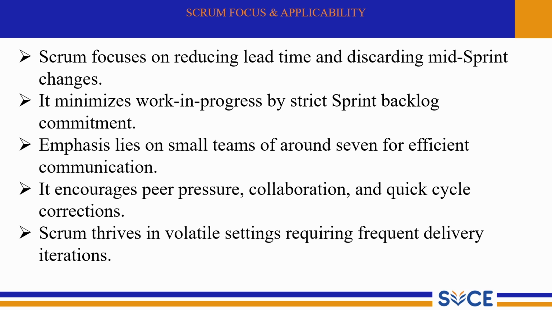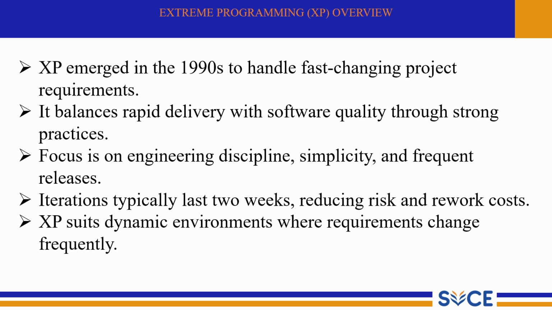Thus, Scrum thrives in volatile settings requiring frequent delivery iterations. When requirements change often, Scrum is highly effective by delivering working software every 2 to 4 weeks. It gives stakeholders something tangible quickly and allows adjustments based on new needs. In the next slide, we will see what the extreme programming overview is.